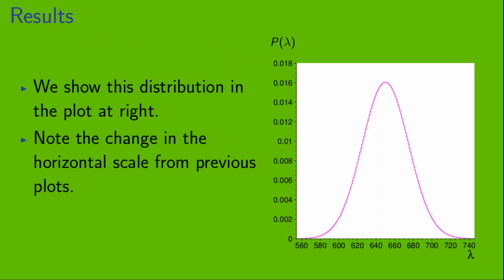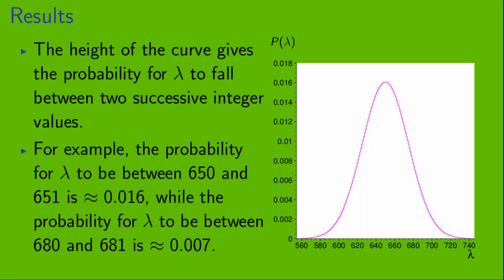We show this distribution in the plot at right. Note the change in the horizontal scale from previous plots. The height of the curve gives the probability for lambda to fall between two successive integer values. For example, the probability for lambda to be between 650 and 651 is approximately equal to 0.016, while the probability for lambda to be between 680 and 681 is approximately equal to 0.007.